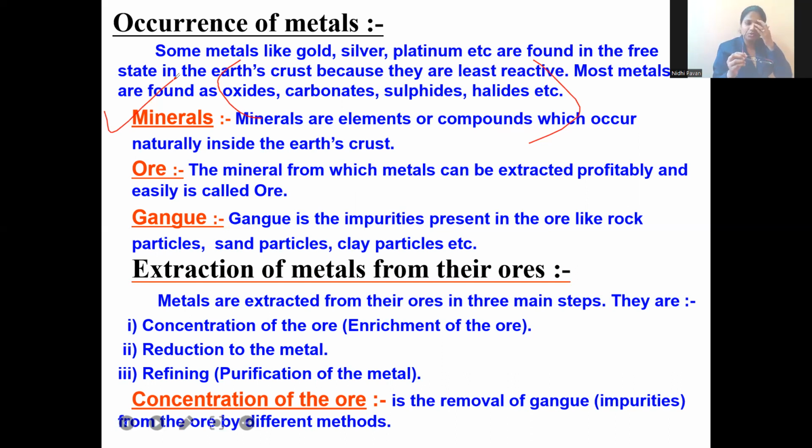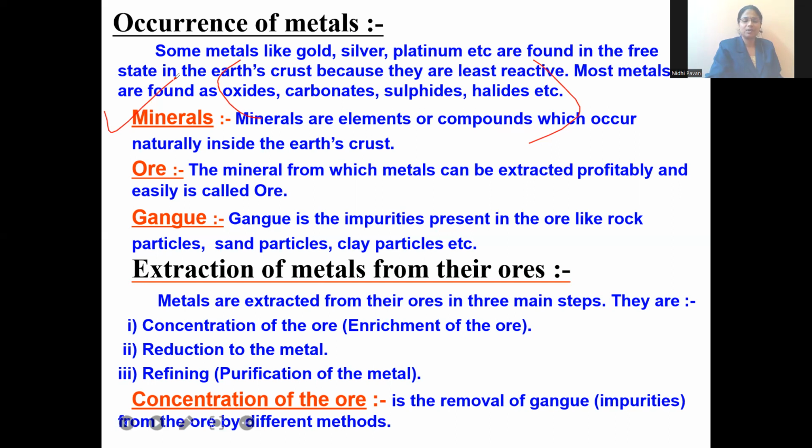So what happens usually? The metals are extracted from their ores basically by three main steps. The first one is concentration or enrichment of ore. If we get only this much ore, we have to increase the quantity. That is called enrichment or concentration of the ore. The next one is reduction of the metal. Whatever the metal is formed, it will be in the form of oxide, hydroxide, etc. So that reduction we have to see. The next one is refining, that is nothing but purification of the metal.